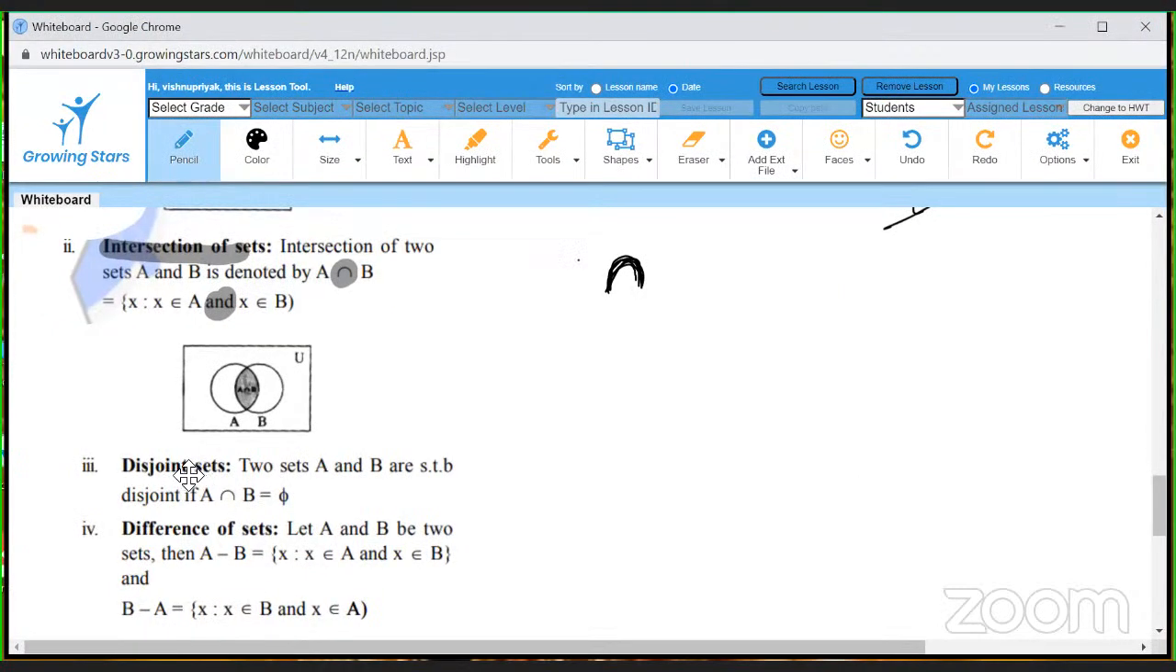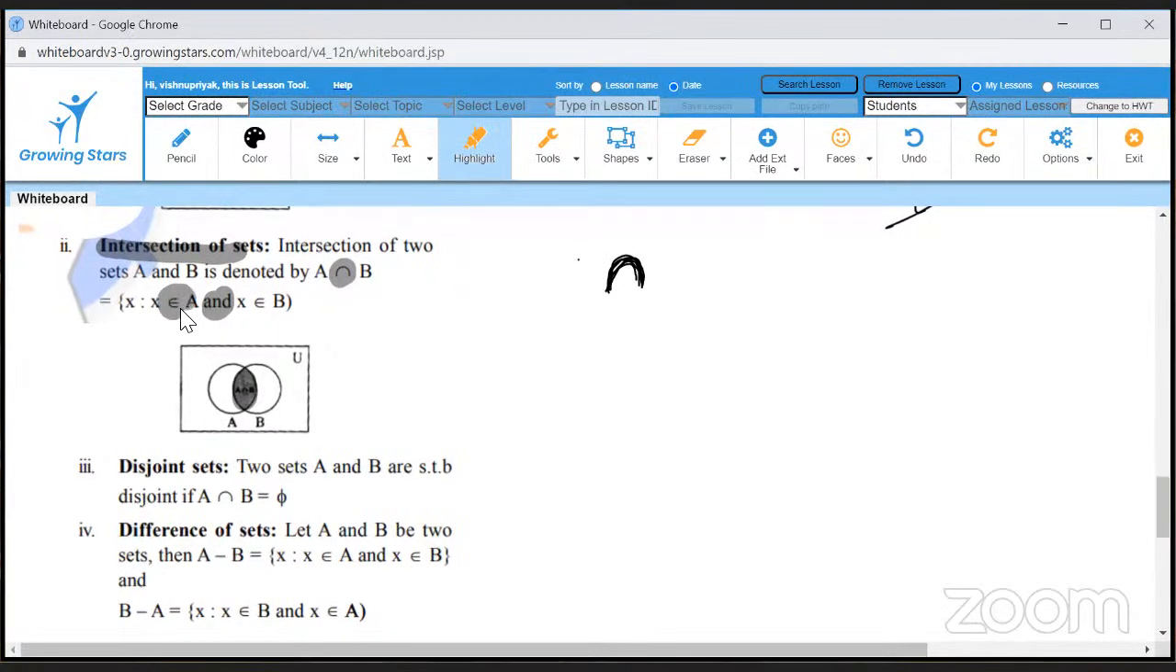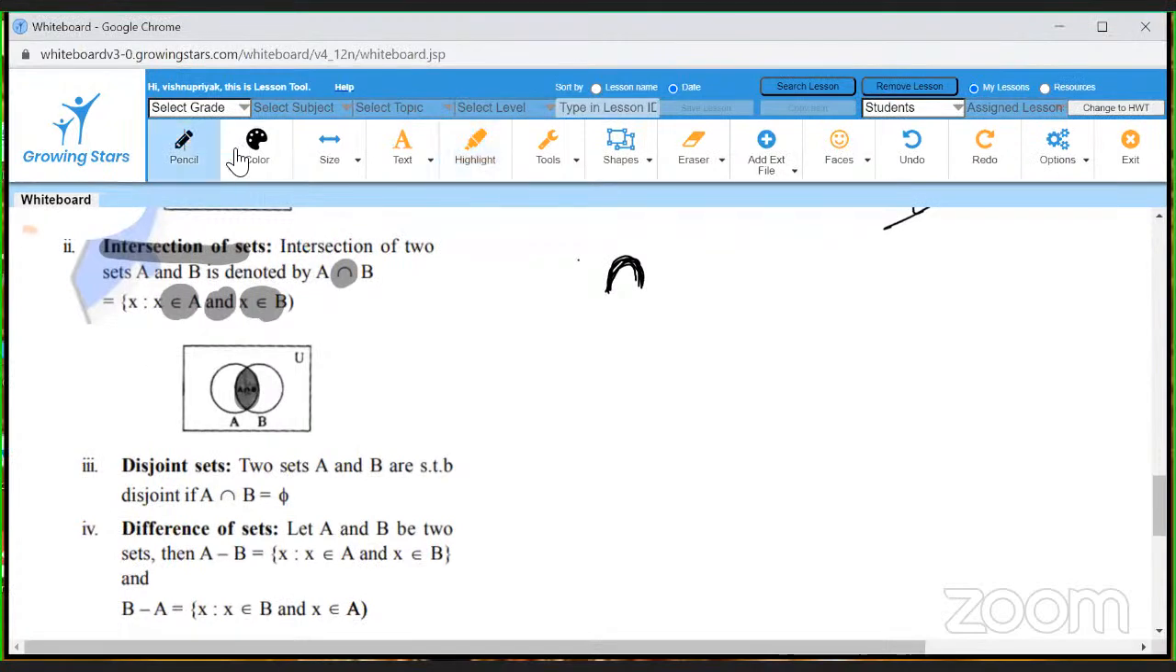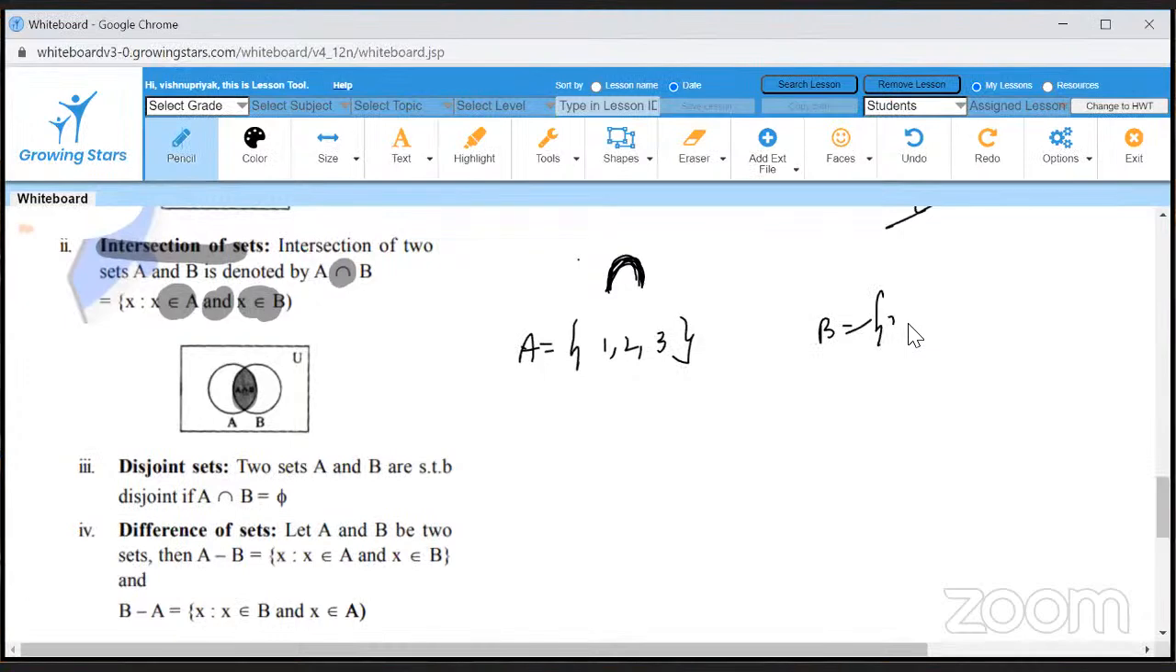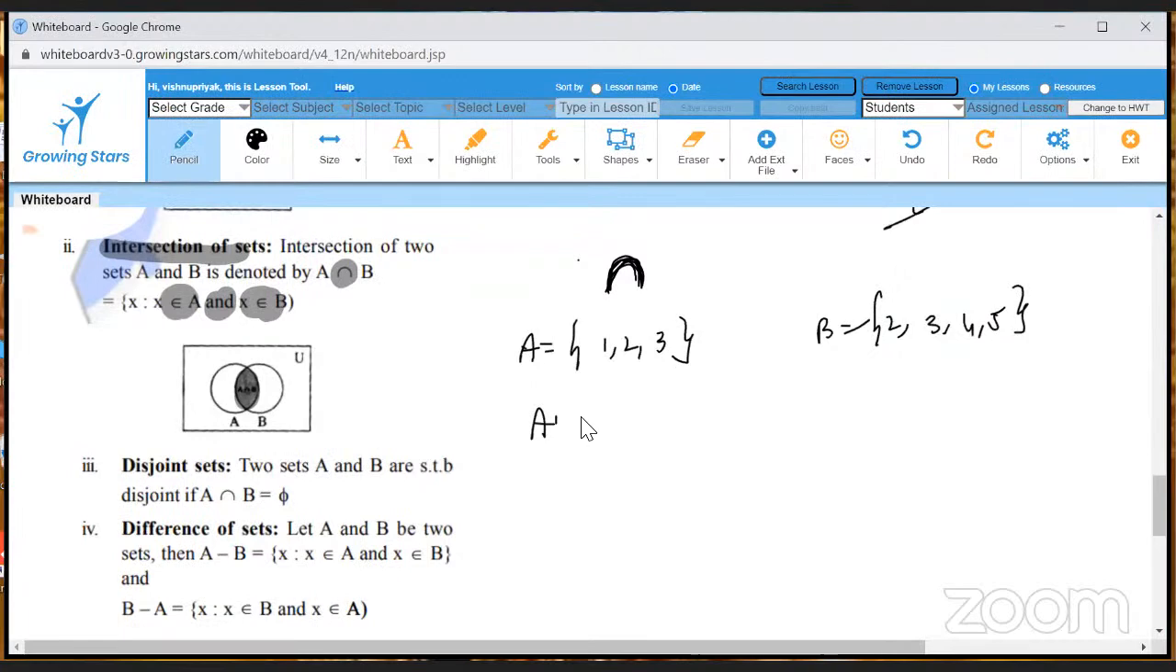Intersection is not exactly multiplication, Sagar. Intersection means what? The common between A and B, which is present in both A and B. That is called intersection. The elements present in A as well as in B, both. For example, if I give you A as 1, 2, 3 and B as 2, 3, 4, 5, then what is A union B?